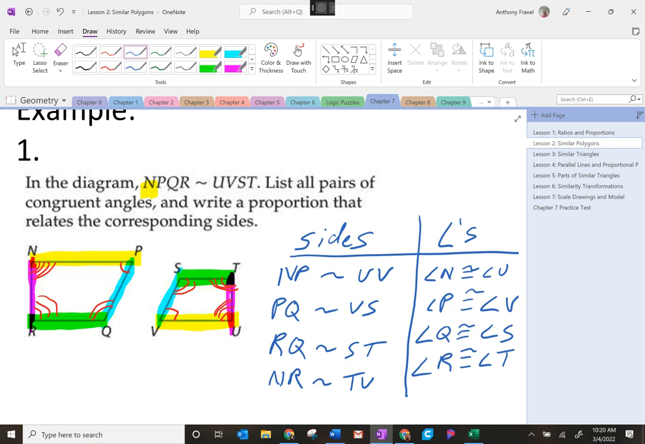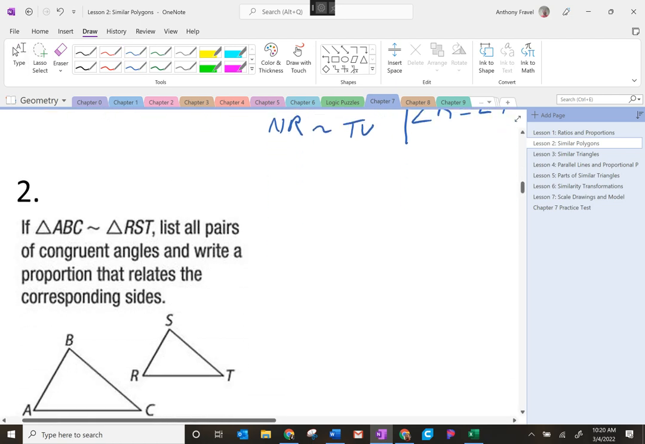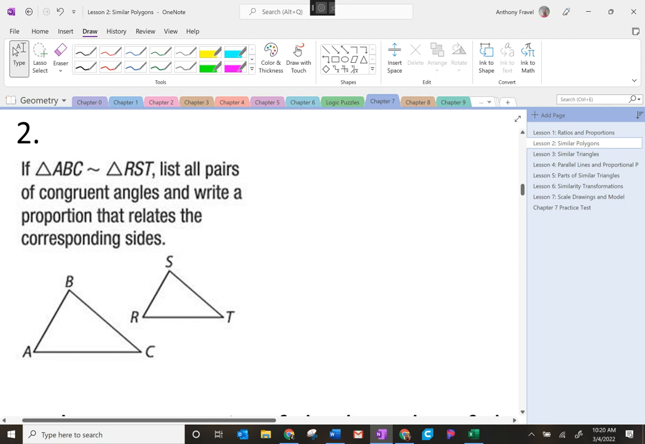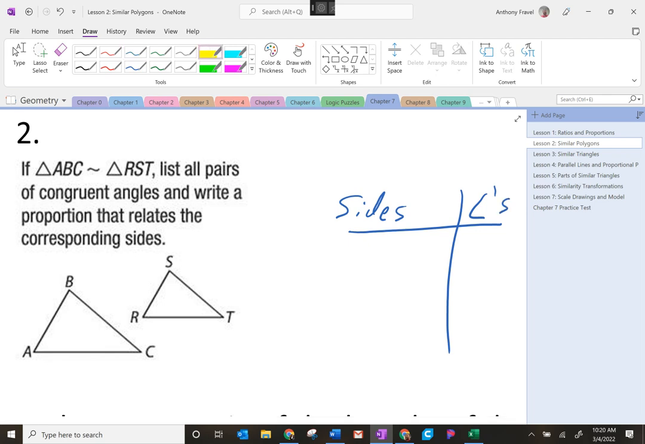Okay. Anybody need more time? All right, on to example number 2 then. It says I've got triangle ABC is congruent to RST. List all the pairs of congruent angles and write the proportion that relates to the corresponding sides. So just like I did before, I'm going to make that chart. Okay, I've got my sides. I've got my angles. I'm going to have you guys talk me through it.